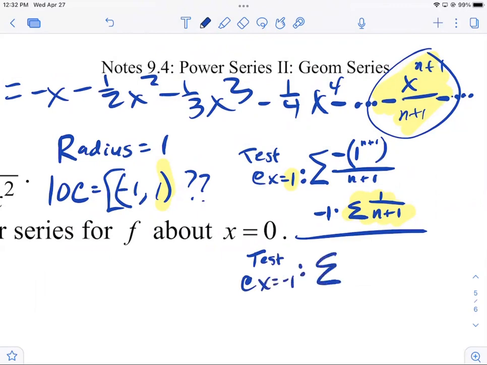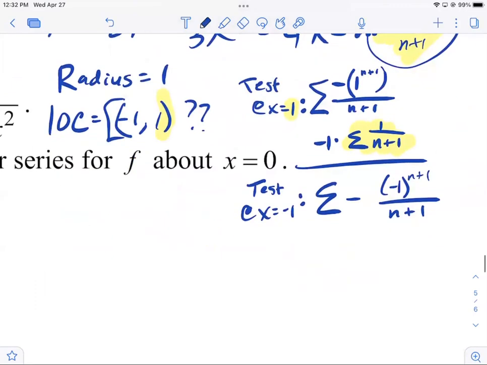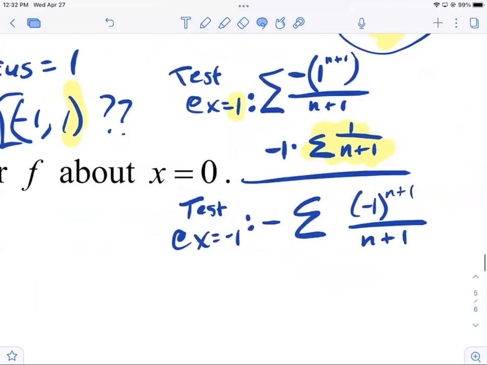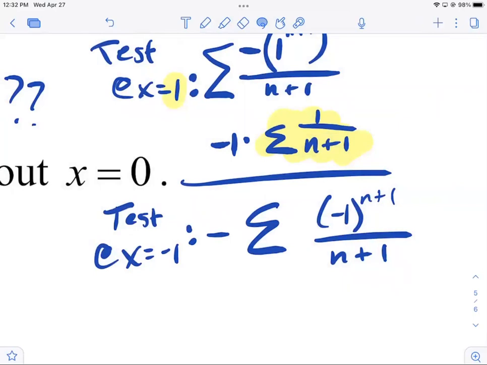We're going to get sigma, the negatives out front, and then we have a -1 to the n plus 1 all over n plus 1. Now that -1, again, it's just a constant multiple, so you could pull it out front if you want. That one doesn't simplify at all. This one is now an alternating series, because you have the alternator in the top. So how do we do the alternating series? We cover up the alternator and look at what's left, 1 over n plus 1. Does the sequence 1 over n plus 1 decrease to 0 as n goes to infinity? Yes, it does.